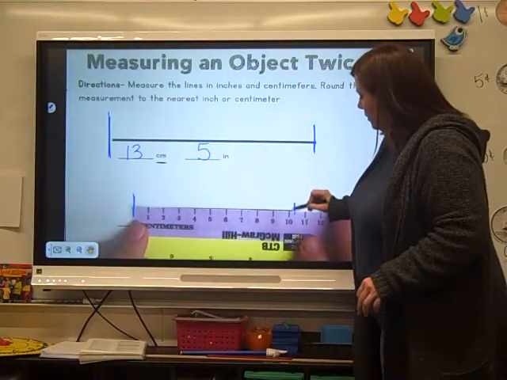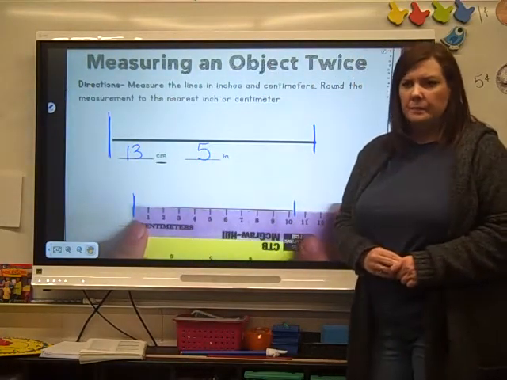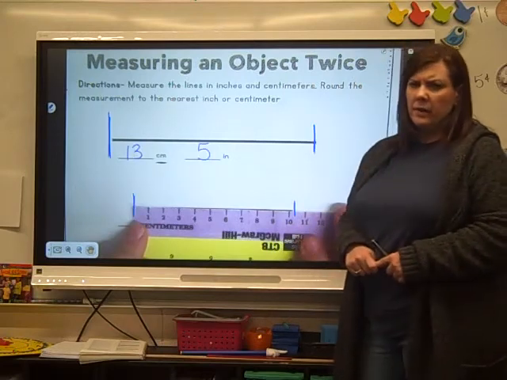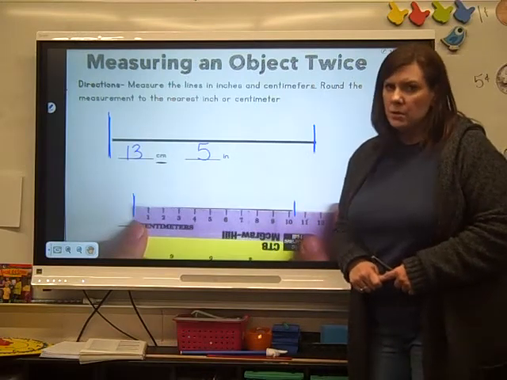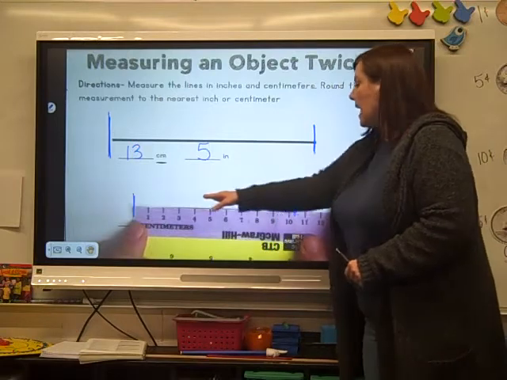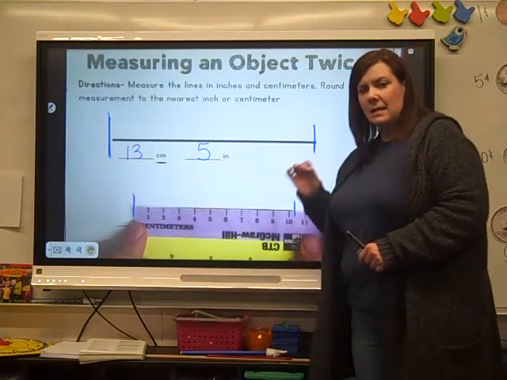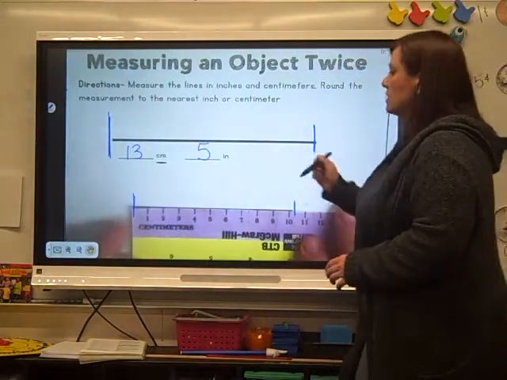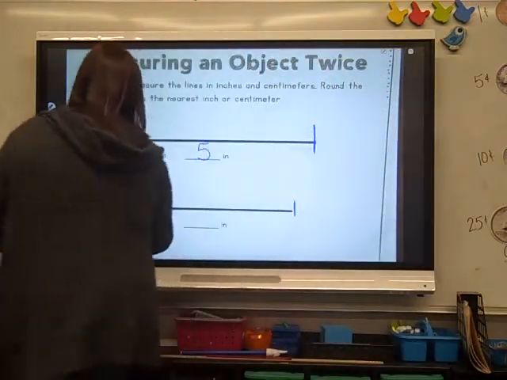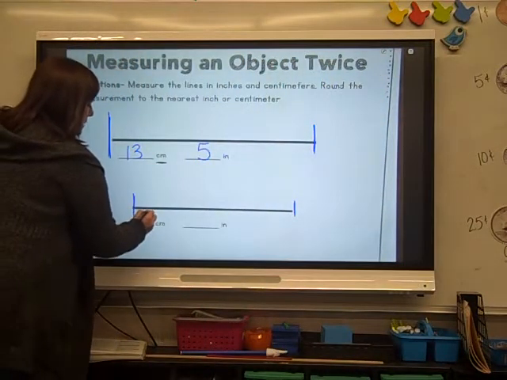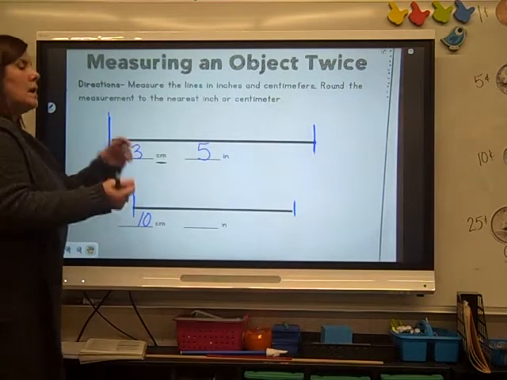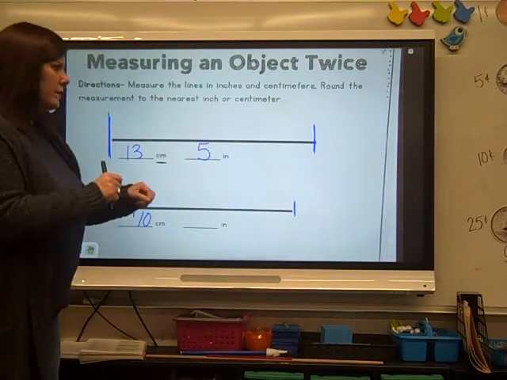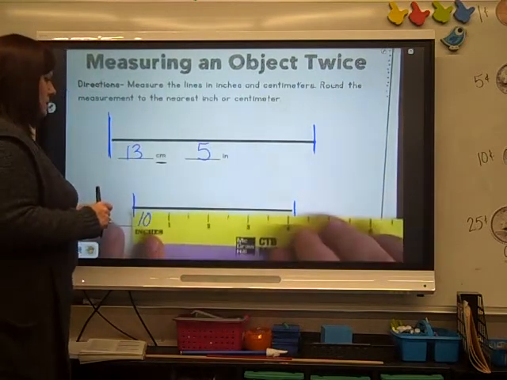Now, look. It ends a little bit after that 10, doesn't it? But is it close to the 11? No, it's closer to the 10. So we're going to say that line is 10 centimeters long. So write 10 on the line next to centimeters. Put a 10 there.